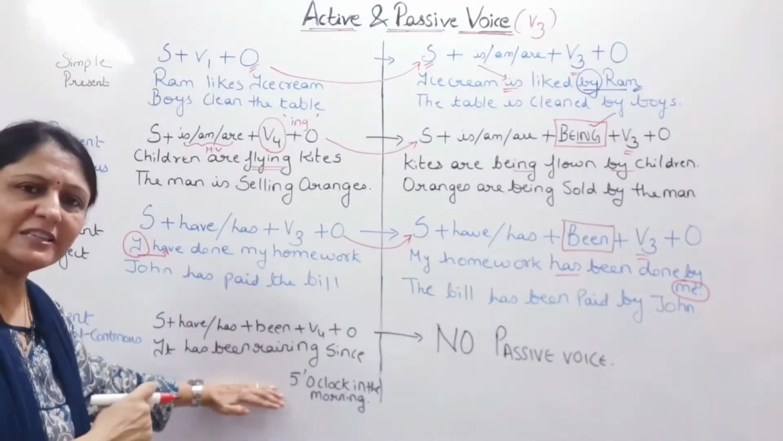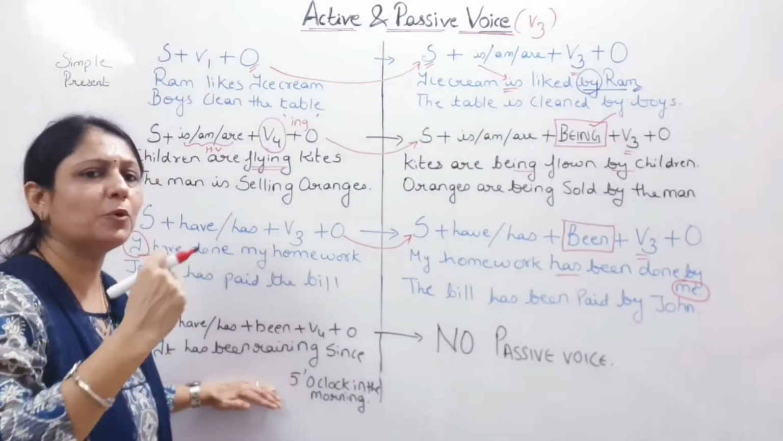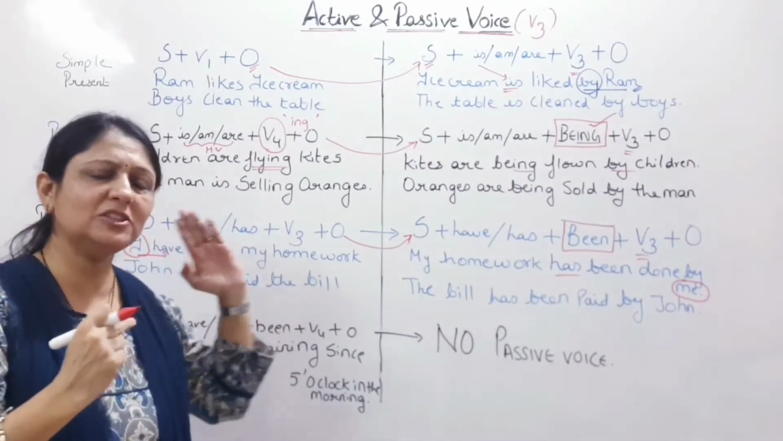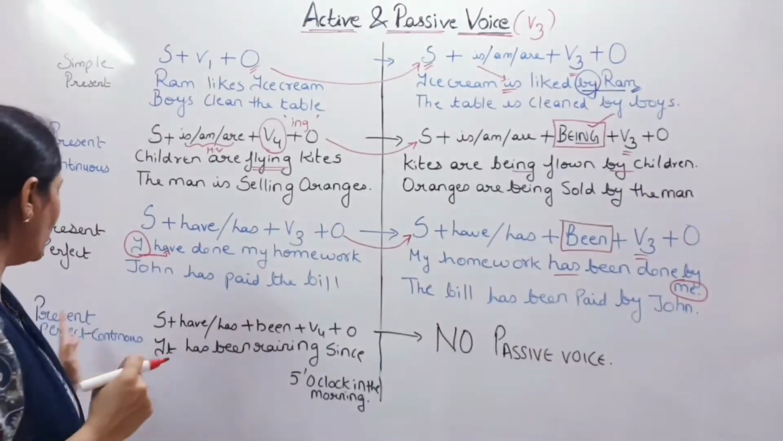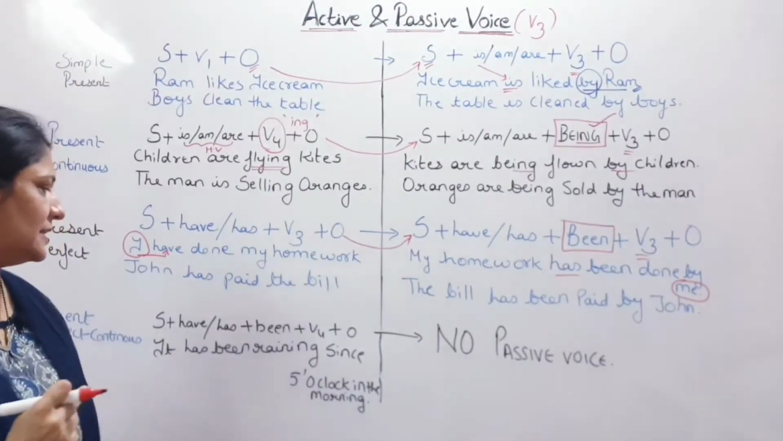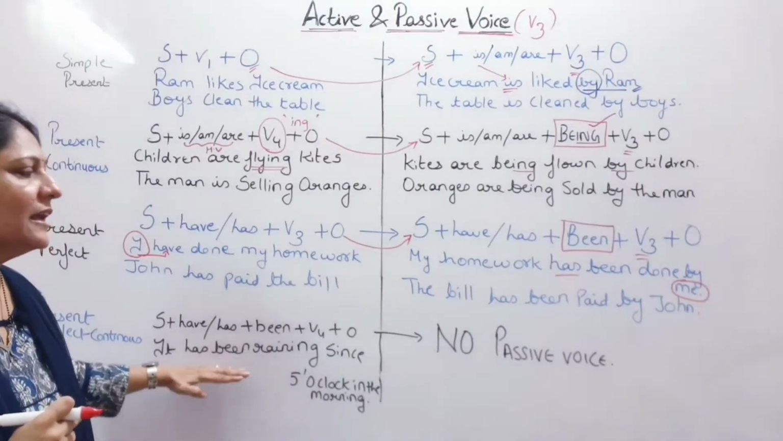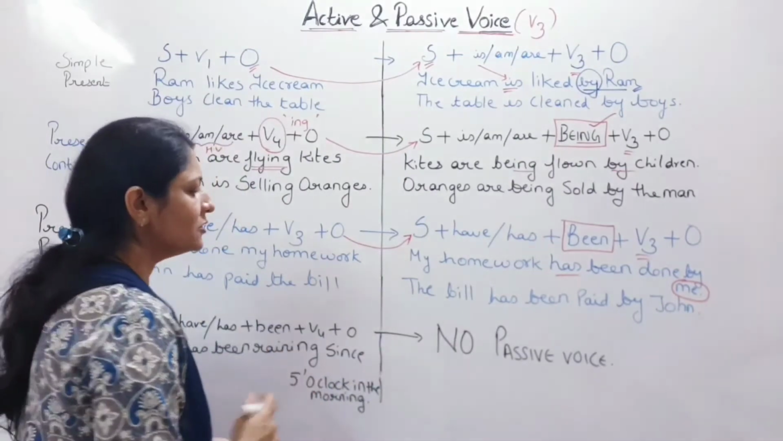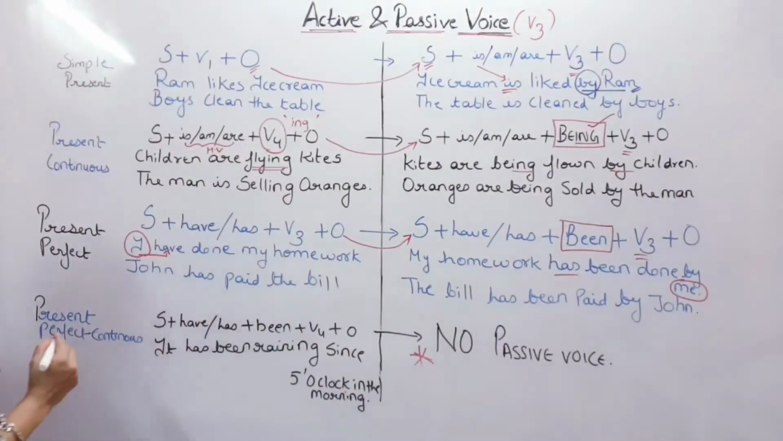यानी कि फर्स्ट लेक्चर से पढ़ाना चालू किया था, तब से अब तक आपको पढ़ाना चालू है और अभी भी चल रहा है. That is the meaning or the usage point of present perfect continuous tense. Now, present perfect continuous tense can never be changed into passive voice. So this is what you need to remember, that perfect continuous tense.